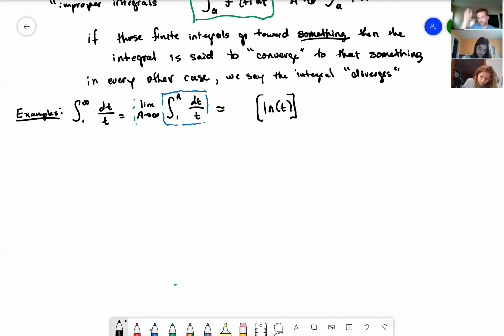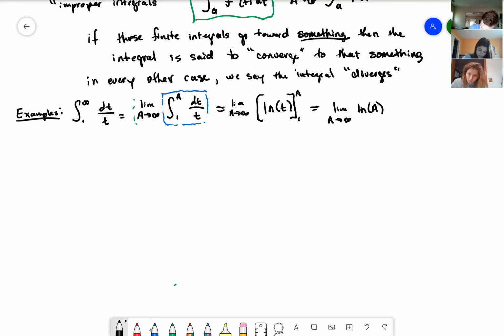Now, oftentimes you see a bar written on the right side. This is just my idiosyncratic notation. I use square brackets instead. I say this thing is evaluated at the lower bound 1 and the upper bound a. The limit as a goes to infinity equals the limit as a goes to infinity of the natural log of a minus the natural log of 1, which is 0. So I'm just not going to write that.